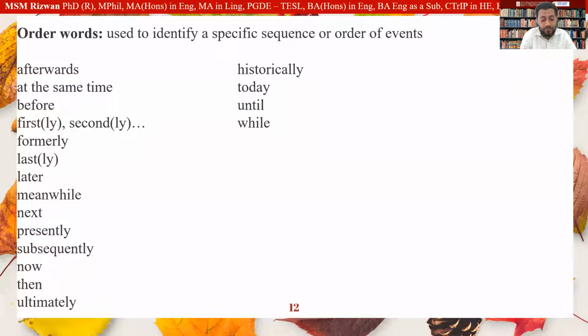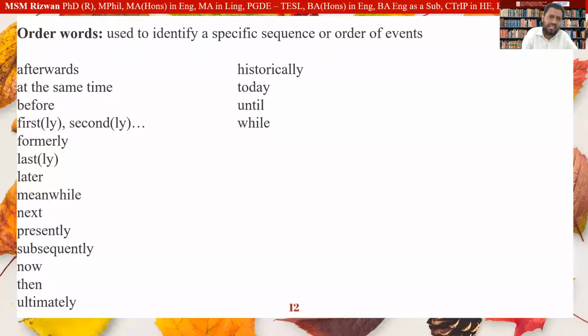Can one of you read the given order words? Afterwards, at the same time, before, firstly, secondly, formerly, lastly, later, meanwhile, next, presently, subsequently, now, then, ultimately, historically, today, until, while.